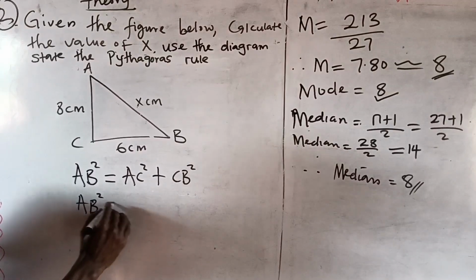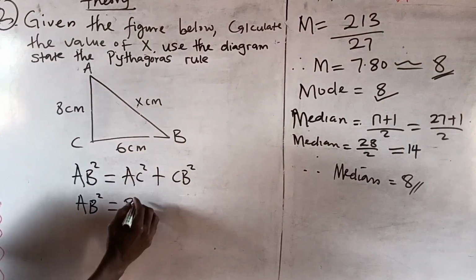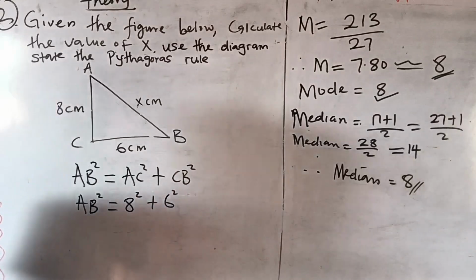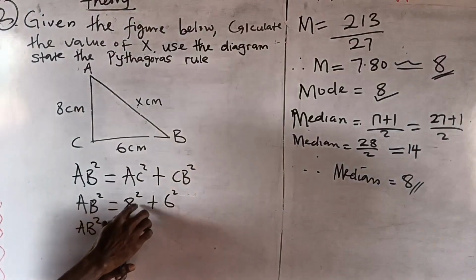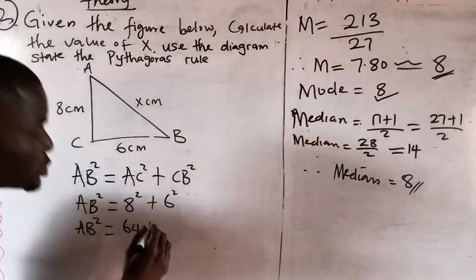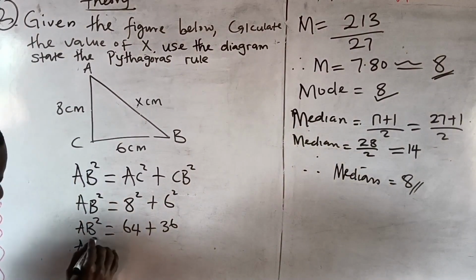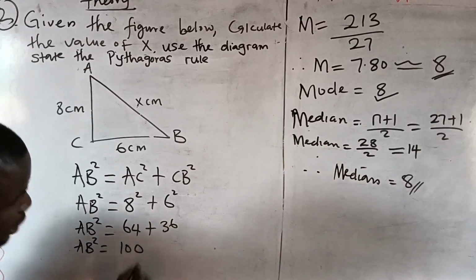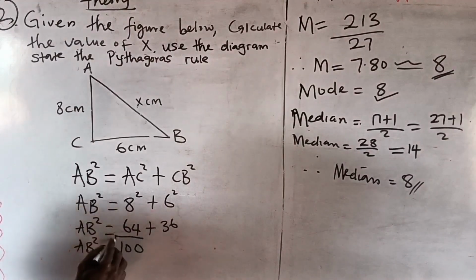AB square equals AC square. AC square is 8 square plus CB square is 6 square, right? So AB square is equal to 8 square, which is what? 8 square will give us 64. 6 square will give us 36. So add it up. AB square is equal to 64 plus 36, which will give us 100.